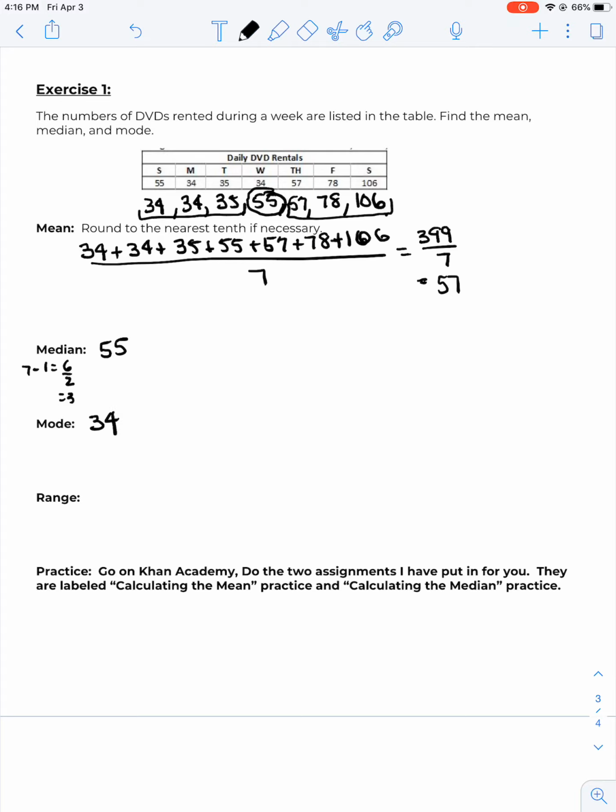And then our range, our highest number is 106. Our lowest number is 34. So when I subtract those two numbers, I get 72 is my range.